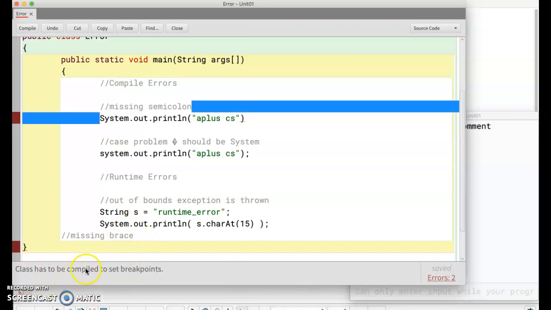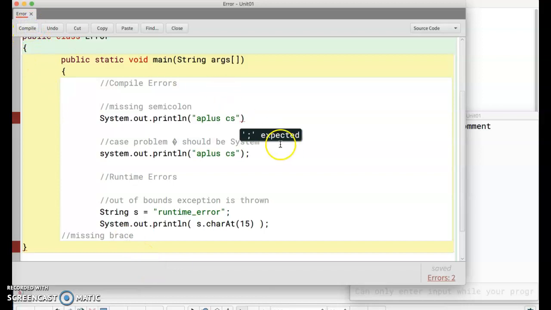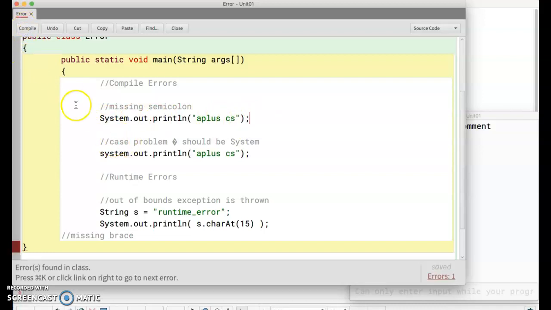Okay. Class has to be compiled to set breakpoints. So that means we need to compile it, and then it'll tell you what it's expecting. It's not always a semicolon when it says a semicolon error, so we do have to work through those different cases, but that's often what it is. So it's usually in or around that line, you forgot a semicolon. Okay, so this particular one, this is a case problem.